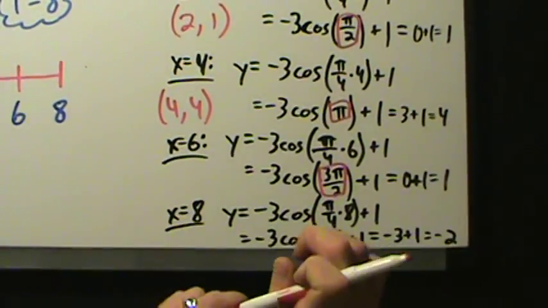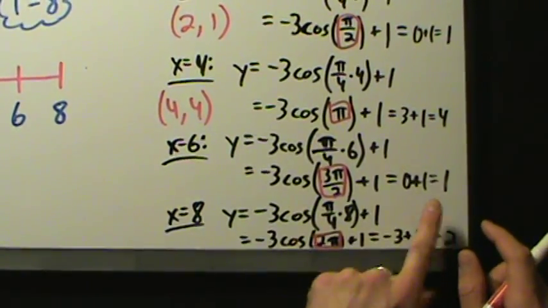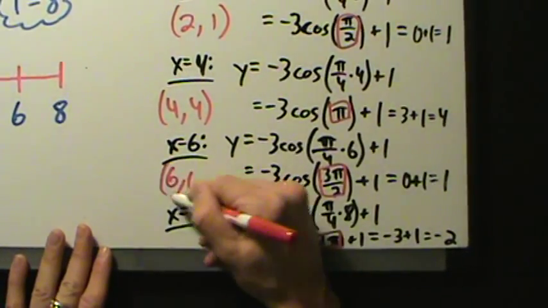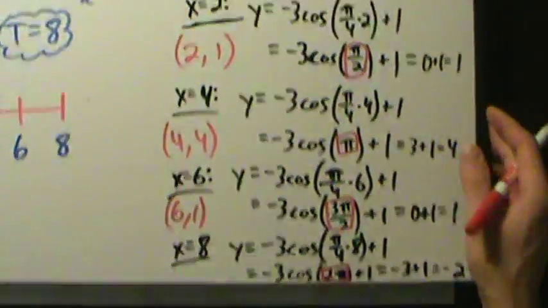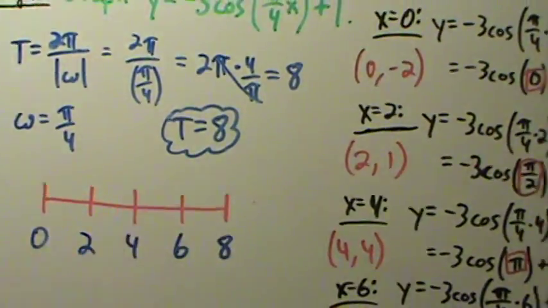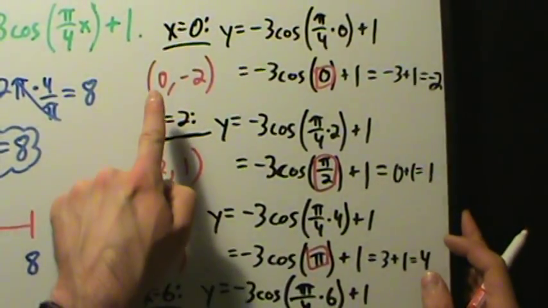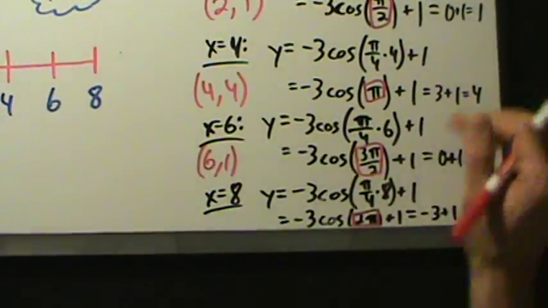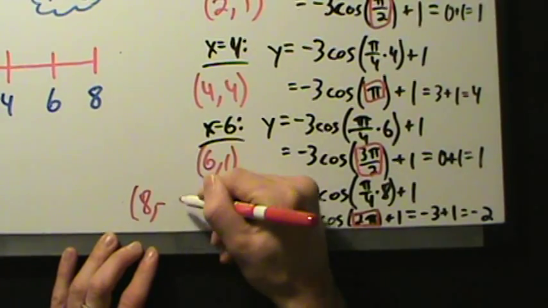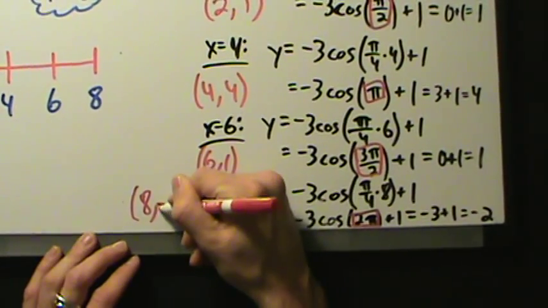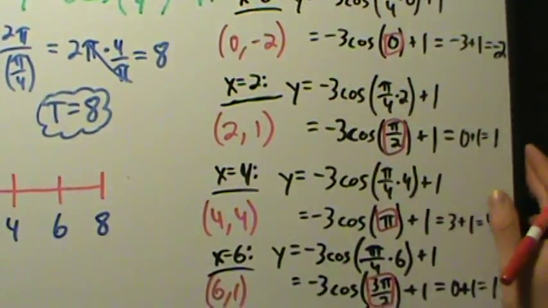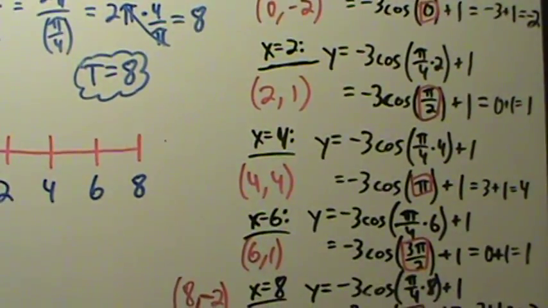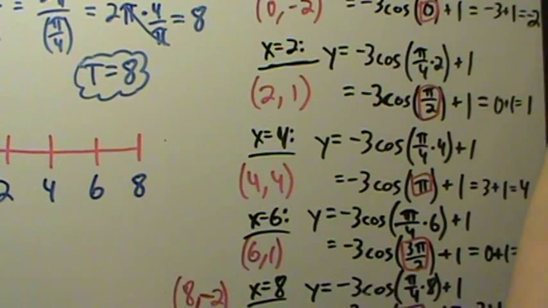When x is 6, y is positive 1. So that's 6, comma, 1. And when x is 8, y is again negative 2. Okay, because remember we talked about the period being 8. So at x equals 0 and x equals 8, we should have the same y value, and we do. So this is 8, comma, negative 2. Okay, so now what we have here are 1, 2, 3, 4, 5 points that we can plot on the graph. So let's bring out our graph paper here.